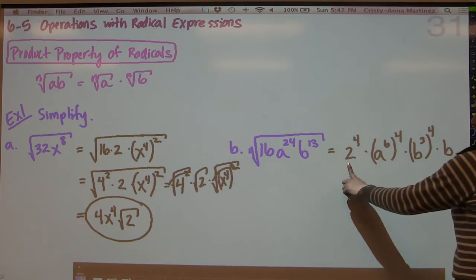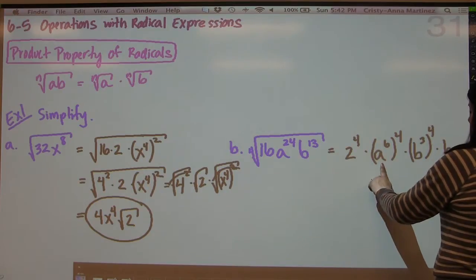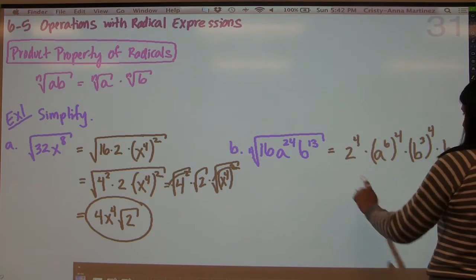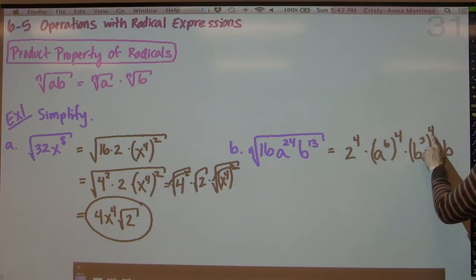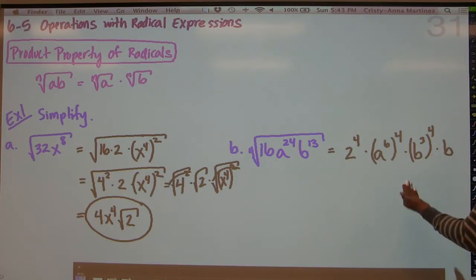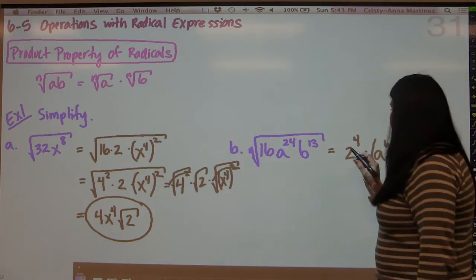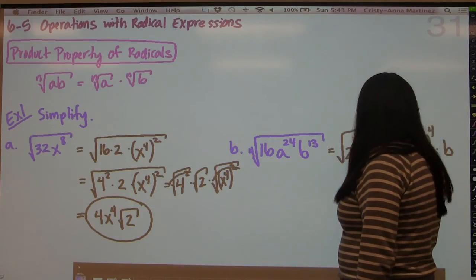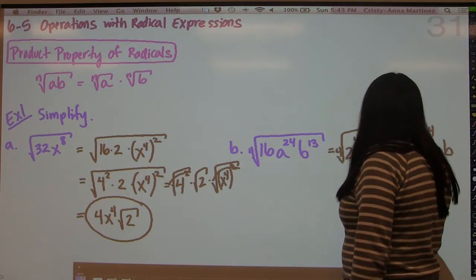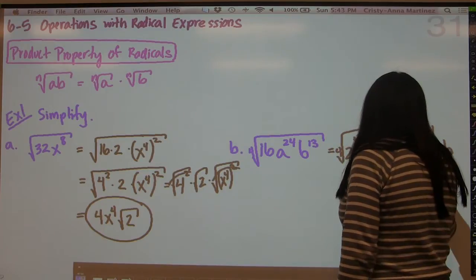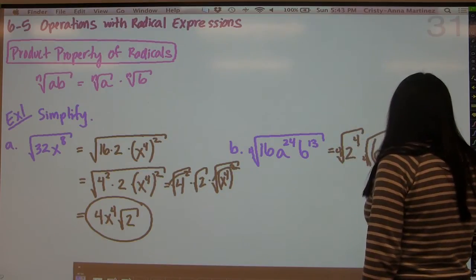So 2 to the 4th is the 16. A to the 6th to the 4th is a to the 24th. B to the 3rd to the 4th is b to the 12th. But that times b to the 1 is b to the 13. So it's all in there. And now you can take the 4th root of each thing individually.